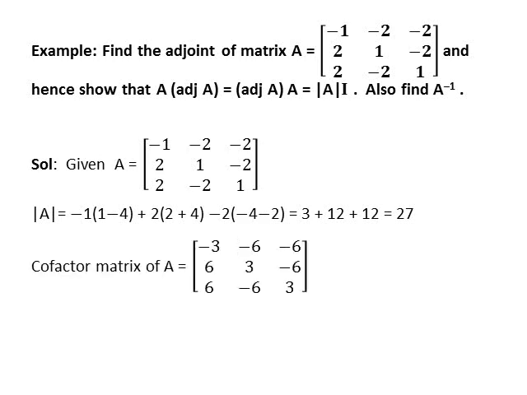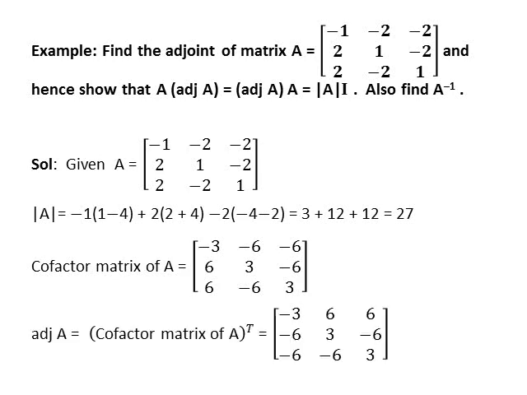Then write the cofactor matrix of A. For that, replace each element of matrix A by its cofactor. We get the cofactor matrix of A in which elements of R1 are -3, -6 and -6. Elements of R2 are 6, 3 and -6. Elements of R3 are 6, -6 and 3.